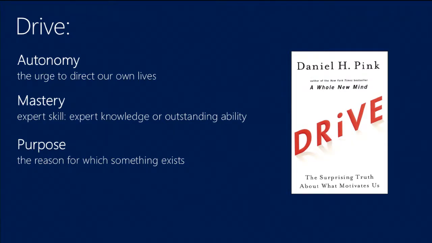Pink's book, Drive, the subtitle, if you can't read it there, is The Surprising Truth About What Motivates Us. And he says that if we give teams and we give individuals three things, that great things will happen. And those three things are autonomy, mastery, and purpose. Autonomy is obviously the ability to make decisions for yourself, the urge to direct our own lives, if you will. Mastery is the ability to get really good at something. And then purpose is sort of tying it all together: why is what I'm doing, why does it matter? Why should I care? And if you can give people these things, again, great things will happen. And I'm a big believer that we need to try to give our software teams these things as well. And I'll show you a little bit more about this in a second.